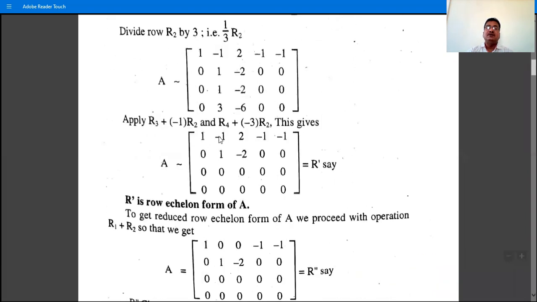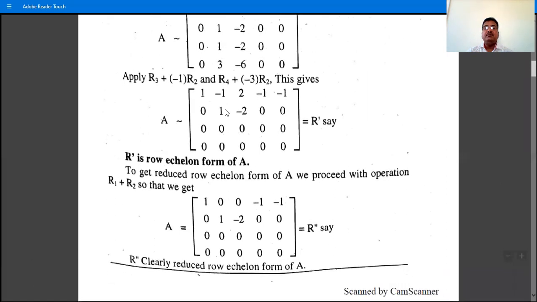If you observe the second column, the second column contains leading one. So this element is not equal to zero. So we have to reduce this minus one to zero. So the operation is R1 plus 1 into R2. That is, just add the first row and second row. So what we have? We have 0 at this place, and -2 plus 2, 0, -1 plus 0 is -1, and -1 plus 0 is -1.